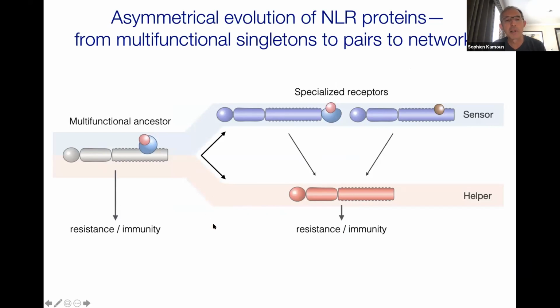And throughout evolution, these multifunctional receptors have specialized into sensors and helpers. And so the sensors are now dedicated to sensing the pathogen, sometimes through integrated domains or decoy domains that essentially have been recruited and integrated within the canonical architecture to trap effectors, other times directly or even indirectly, but they rely on helpers, which are now specialized into triggering the immune response and not being involved, at least directly, in detecting the pathogen effector. So this is the one model, but this is not the whole story.